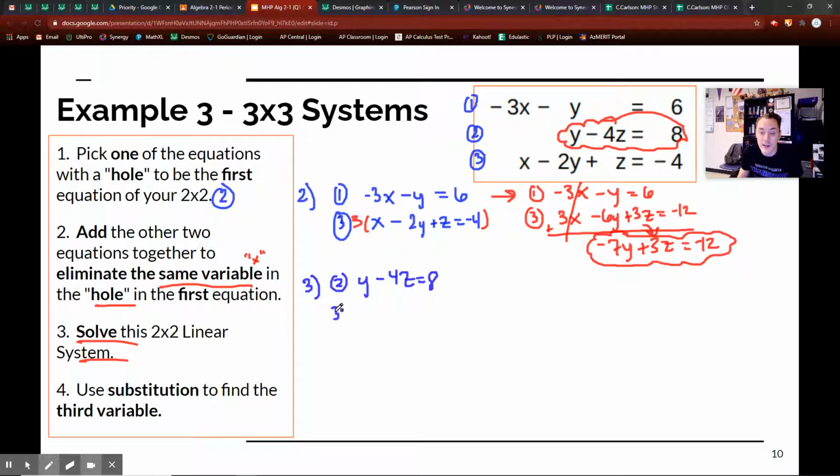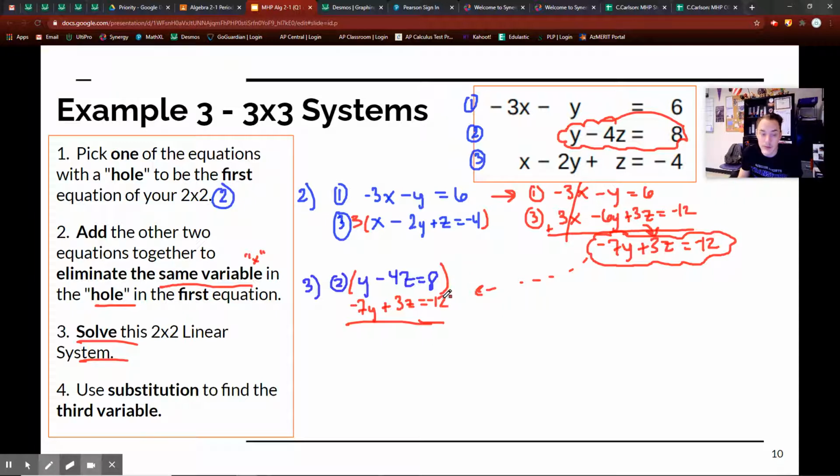And then my third, it's actually not my third equation. It's just my brand new equation that I'm going to bring. Let's call it the red equation. I'm going to put it right over here. So this is negative 7y plus 3z equals negative 12. Okay, now how can I add these up? I think it's very easy.